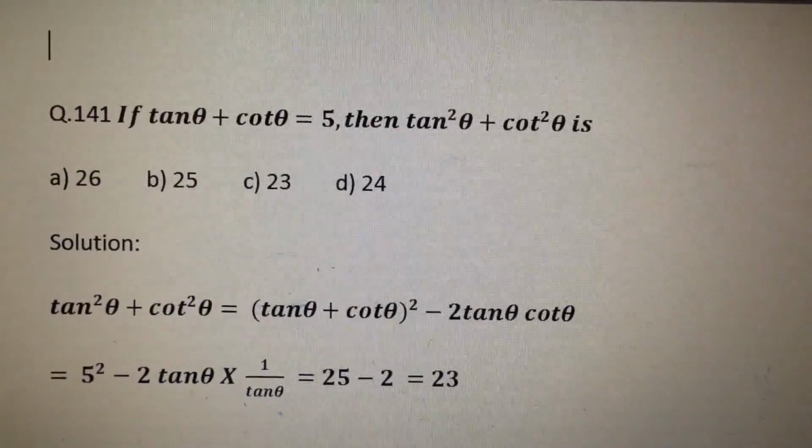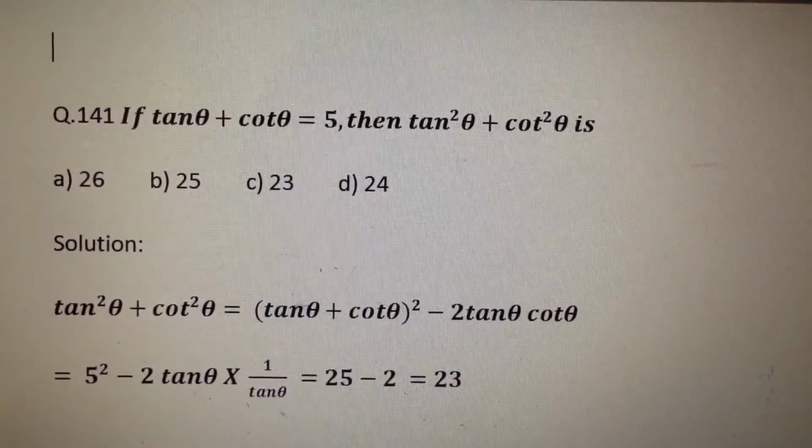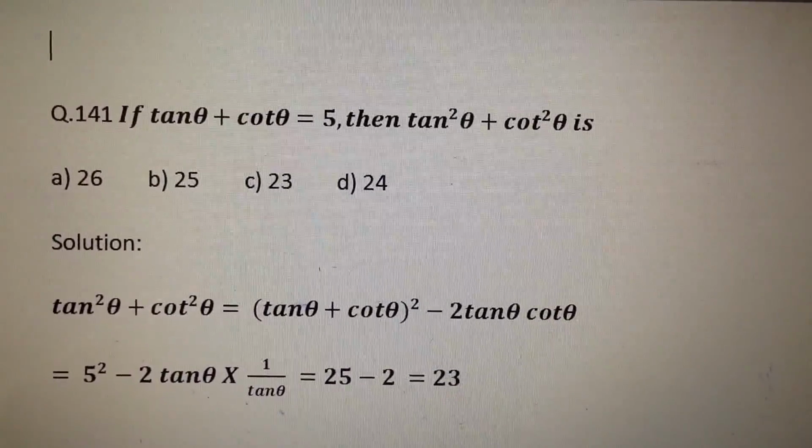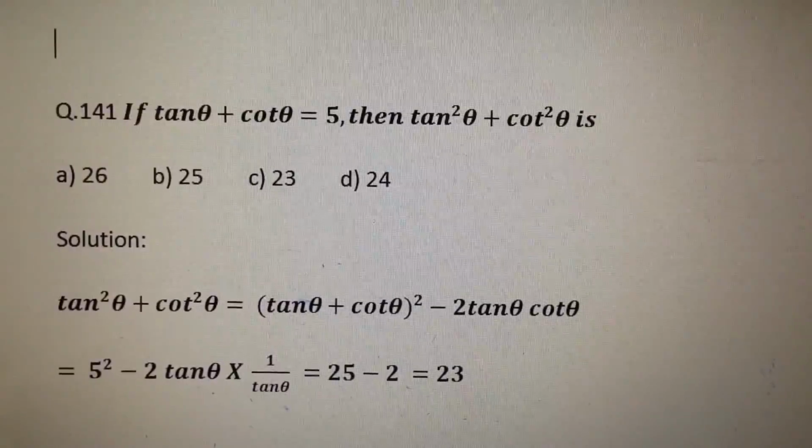Next question. If tan theta plus cot theta is equal to 5, then find the value of tan square theta plus cot square theta.